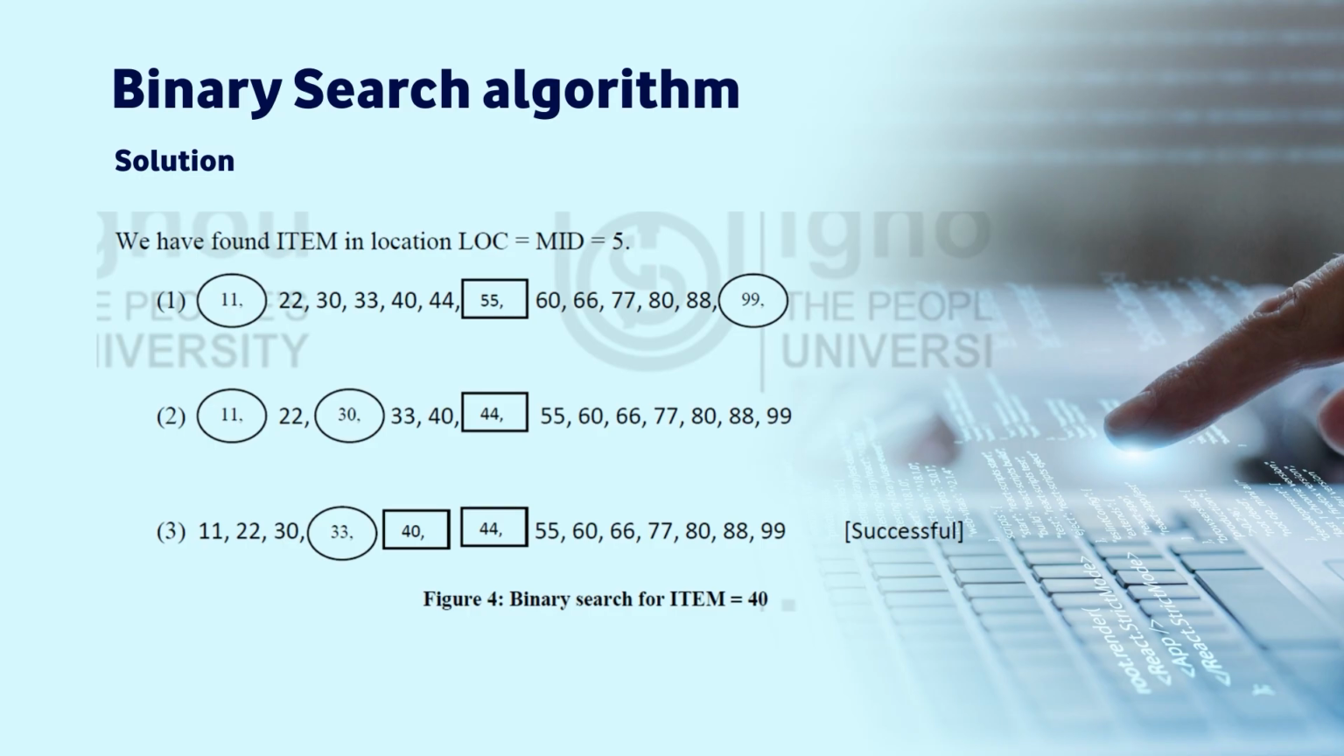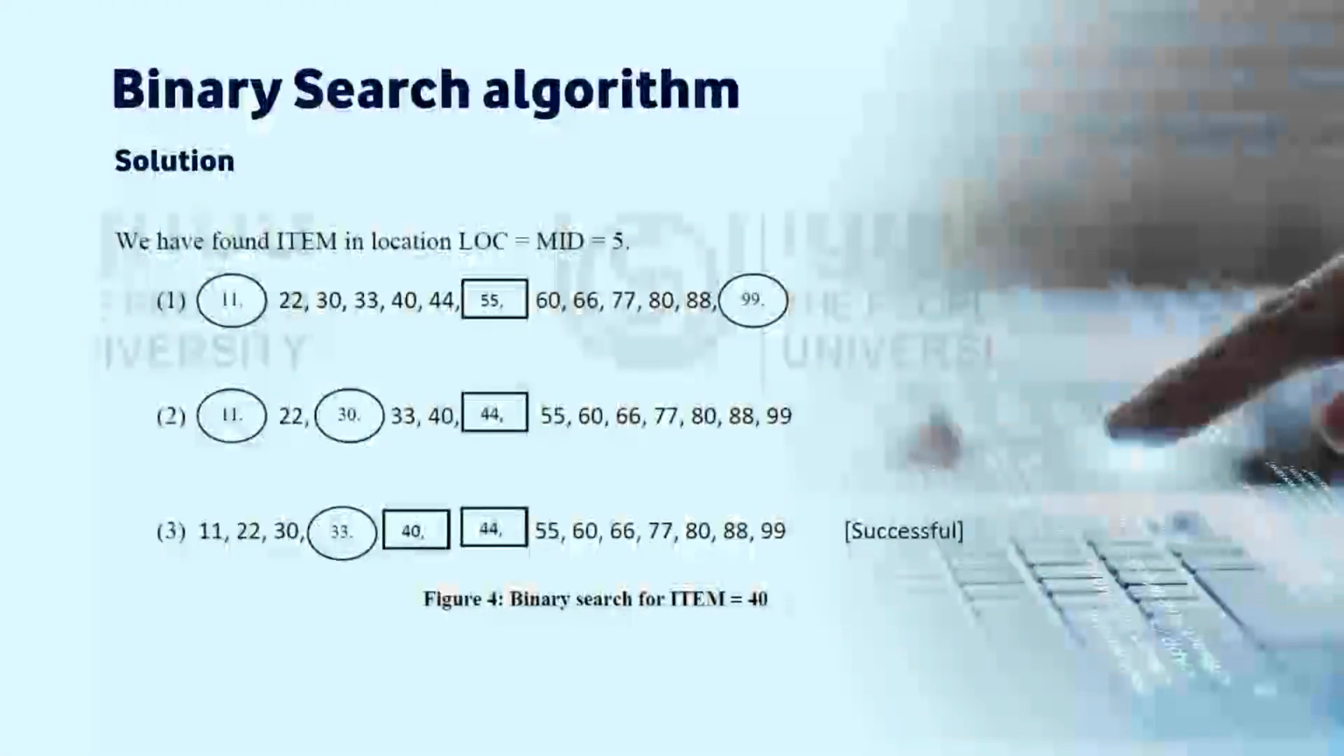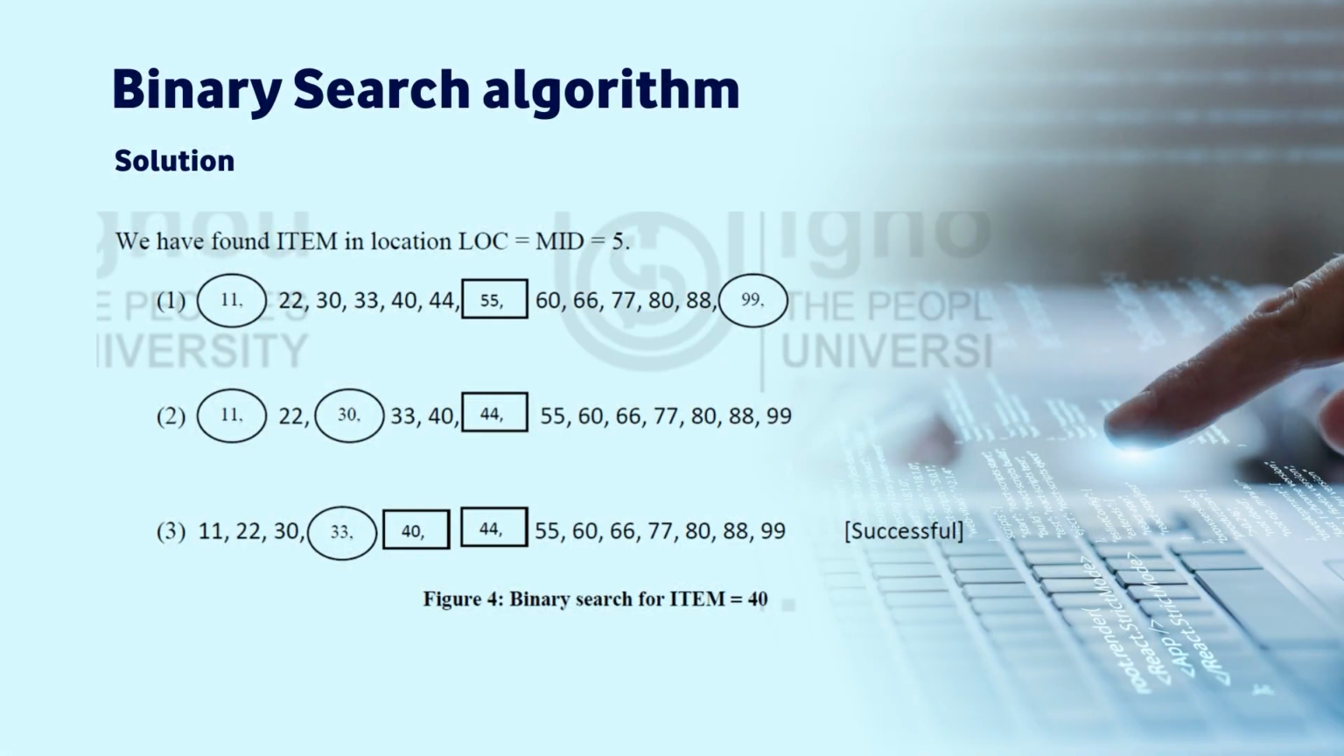Again, in the left part of the list, we calculated the mid, which lands us at 30. And again we compare 30 with the desired element, which is 40. This time 40 is greater than 30, so it means that the item lies on the right hand side of the list. So again, calculate the mid, and you will get the result.